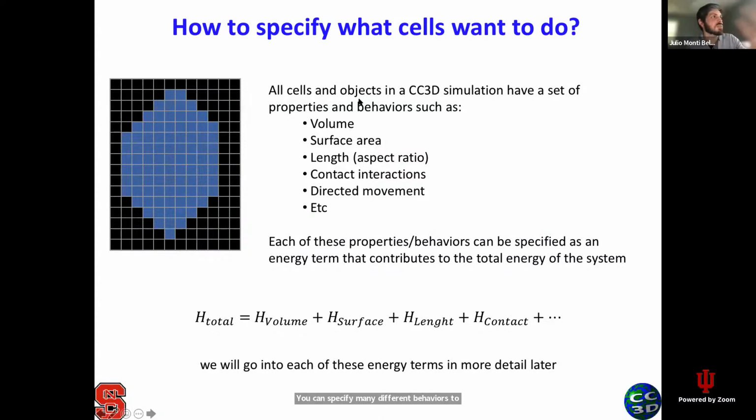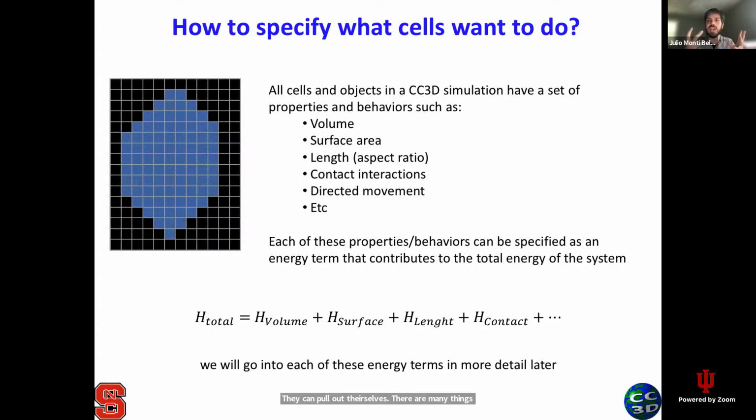So the cells and any object in CompuCell3D can have many types of behaviors and properties. They can have a volume, a surface area, a length. They can have some kind of aspect ratio. Maybe your cells want to be elongated. They have interactions with the neighbors. So two cell types would like to be together, while two other cell types do not like to be together. They want to move away. They have directed movement. They can chemotax toward a gradient. They can chemotax away from a gradient. They can pull other cells. There are many things that you can do.